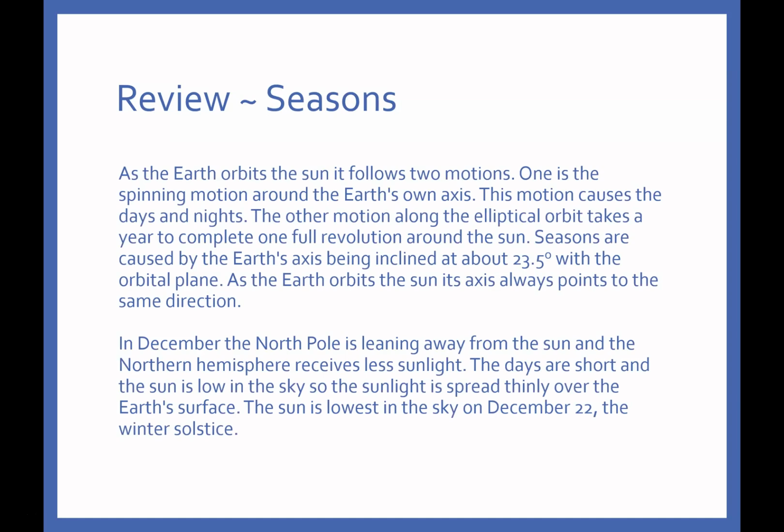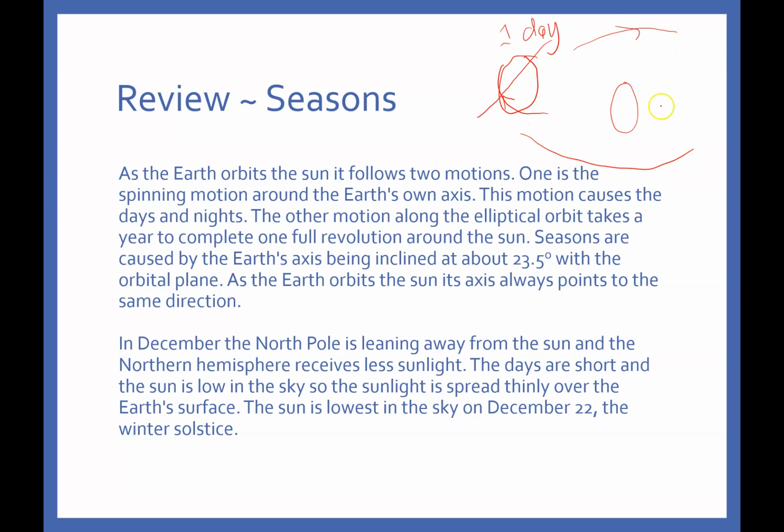Before we get into the lesson, we're going to quickly review the last concept that we went over, which was seasons. As the Earth orbits the sun, it has two different motions, okay? One is the spinning motion around the Earth's own axis. Just imagine this is the Earth. It rotates, turns, spins, whatever you want to say, on its axis, which takes 1 day or 24 hours, okay? And then while it's rotating on its axis, it's also revolving around the sun.